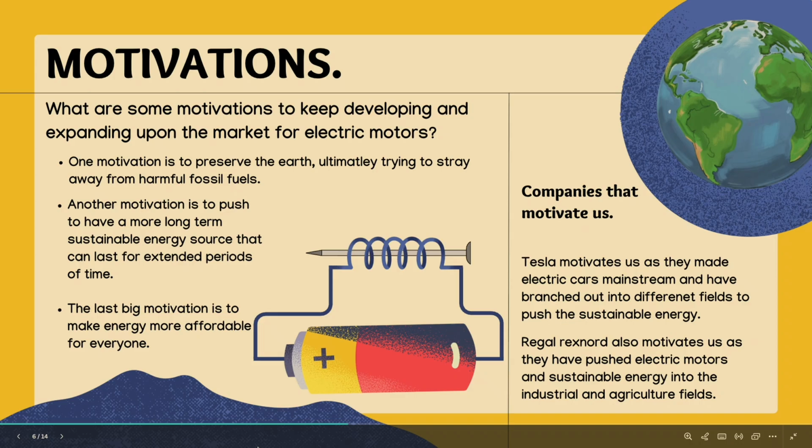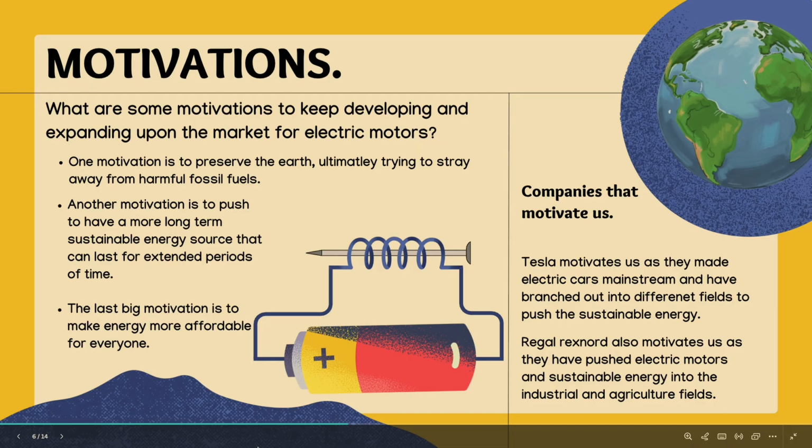So for the next topic, we have motivations. The main thing we talked about is companies that motivate us and what they do. The first one is Tesla, which you heard talked about already. They started with electric cars, and now they mainstreamed into almost everything. In the sustainable energies field, one of the biggest ones is aerospace and space travel.